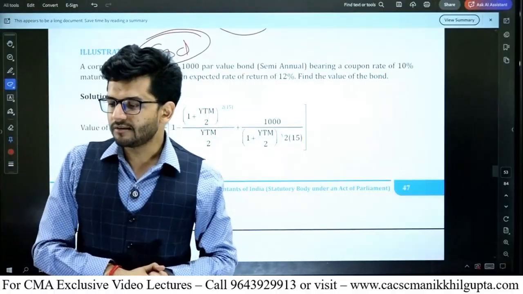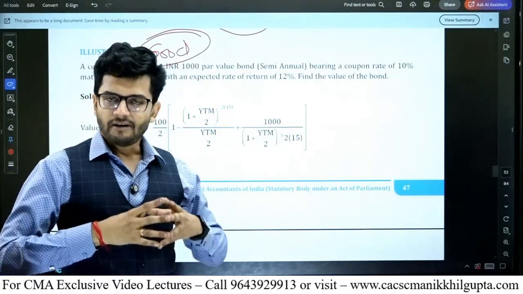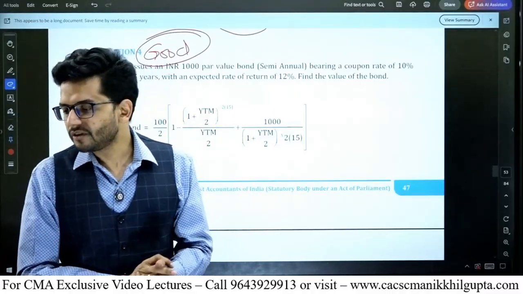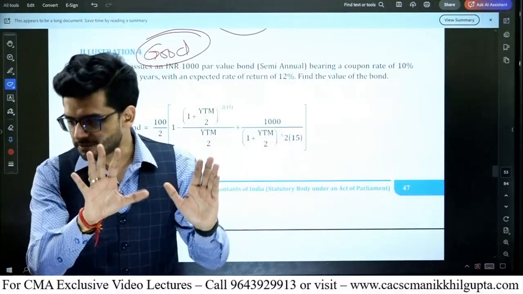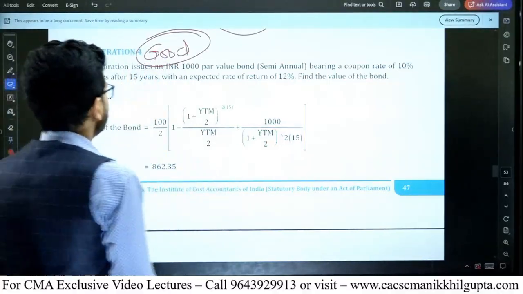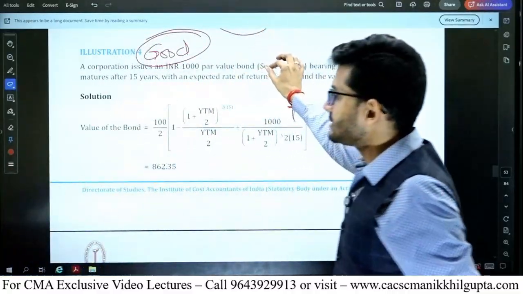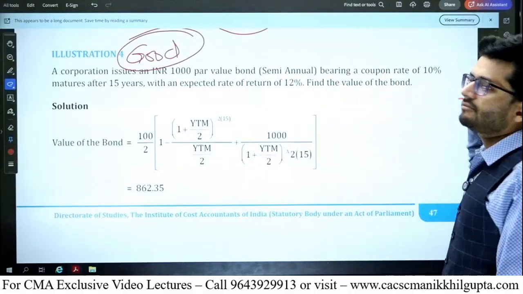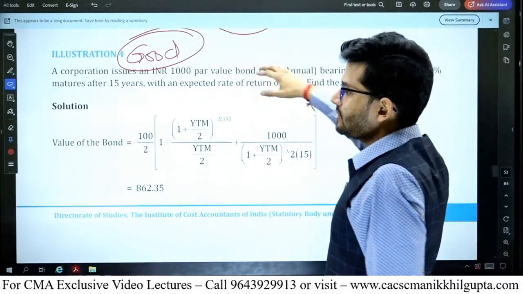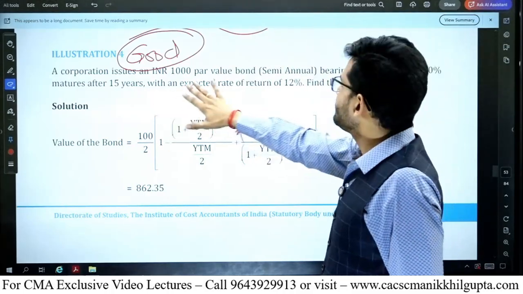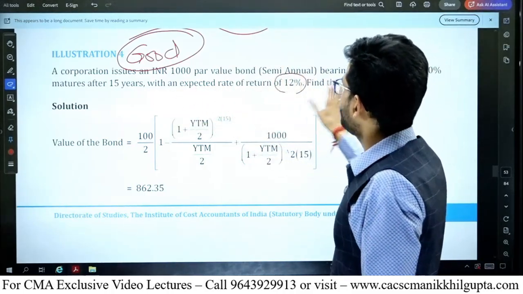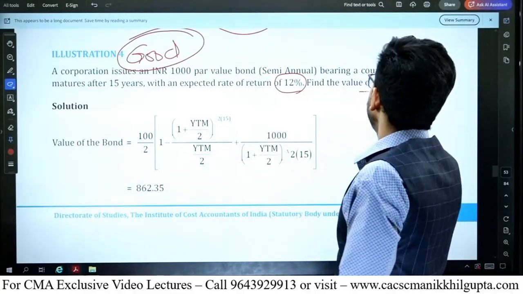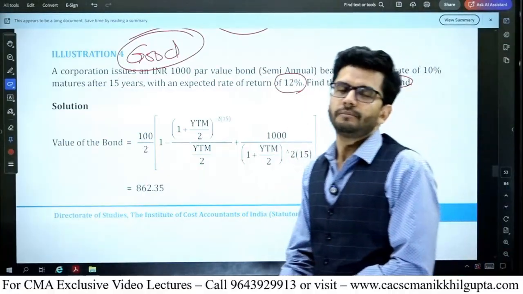And again, a concept which we have done in class thoroughly, valuation of bonds. But this question will have an edge because it is a little more complex than the usual question because of the compounding variation rate. So I'll explain to you how. Okay, let's read the question first. A corporation issues INR 1,000 par value bonds. The interest is to be compounded semi-annually, bearing a coupon rate of 10%. So coupon rate is 10%. Semi-annual compounding is there. Matures after 15 years with an expected return of 12%. 12% is the IRR, internal rate of return, which is expected from these particular bonds. Find the value of the bond. The current value of the bond is required to be computed by you.